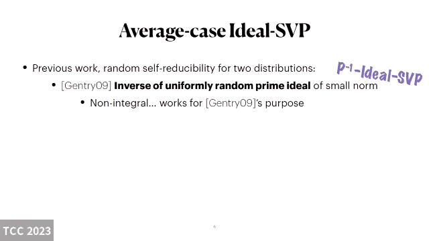So he proves random self-reducibility for that, but maybe that's not fully satisfactory. What you get is not an integral ideal. Maybe it doesn't feel so natural. Why did you have to take this inverse? So that's what works for Gentry's purpose. The reason being that he's not actually looking at SVP, he's looking at BDD, and the two problems are kind of dual to each other. And this duality implies that he's looking at inverses when we look at SVP. So not exactly what we want.